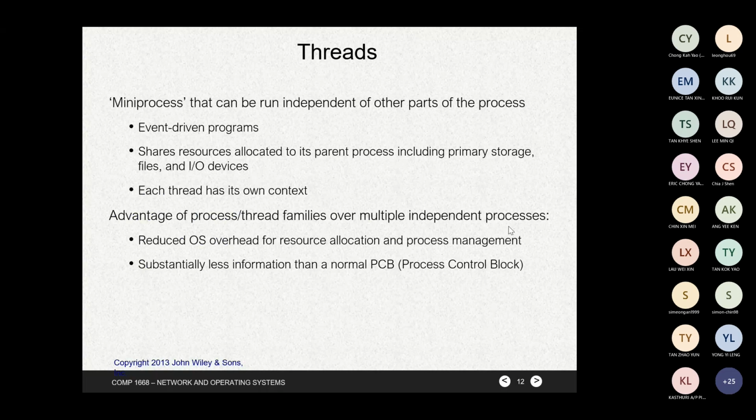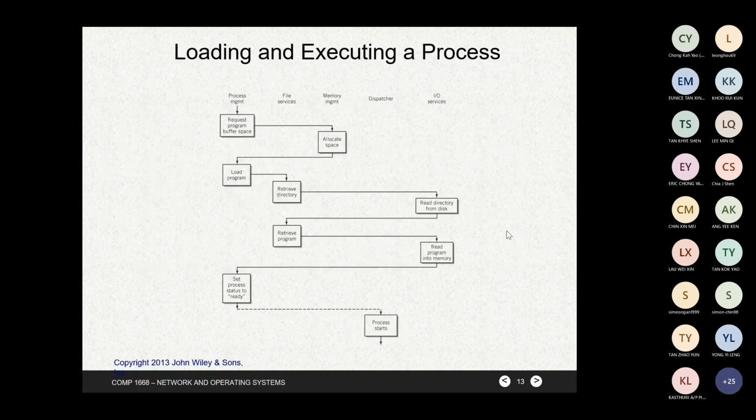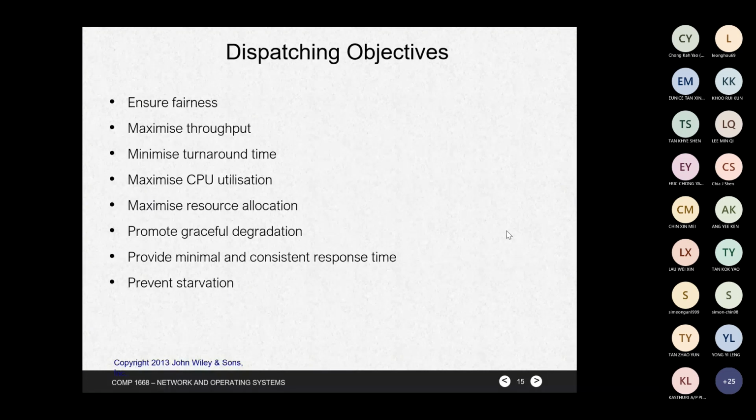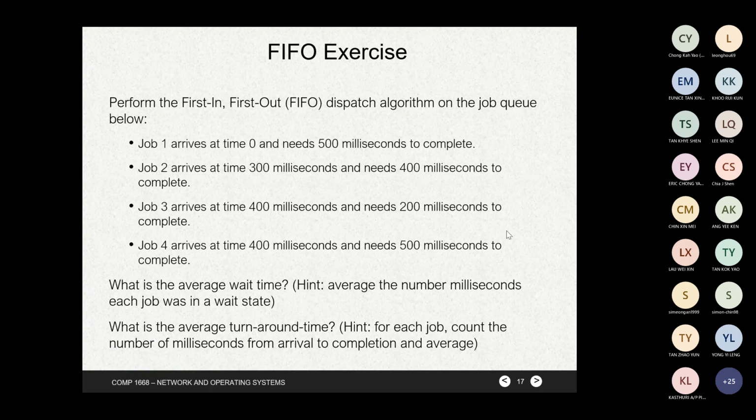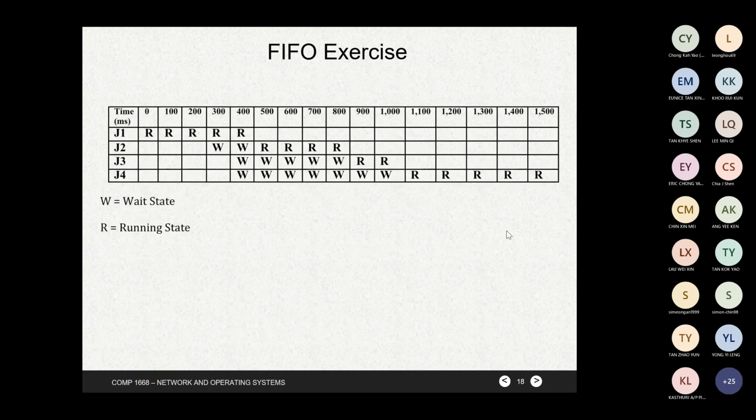Threads: we discussed threads, sub-activities, or what we call mini processes, loading and executing a process, CPU scheduling, dispatching, non-preemptive, and we also discussed preemptive. And a number of mechanisms that I have covered with you previously: first in, first out, shortest job first, and priority scheduling. First in, first out.